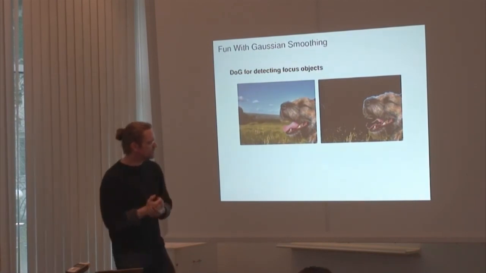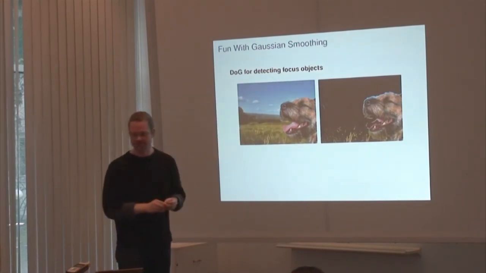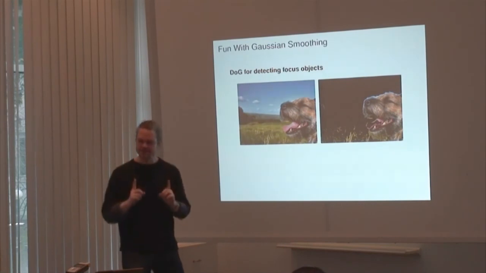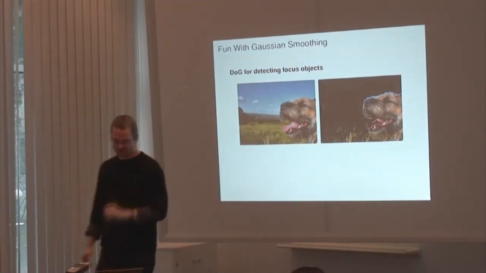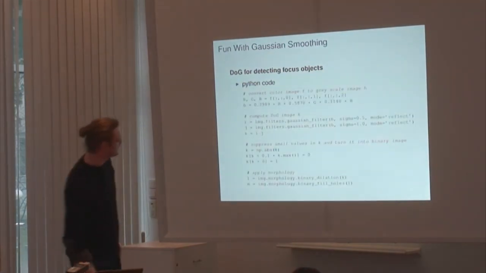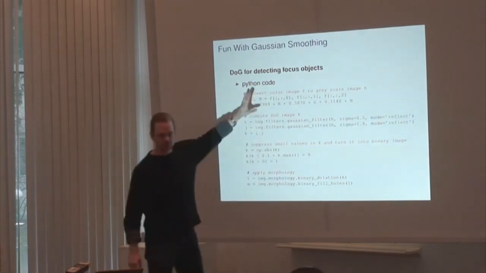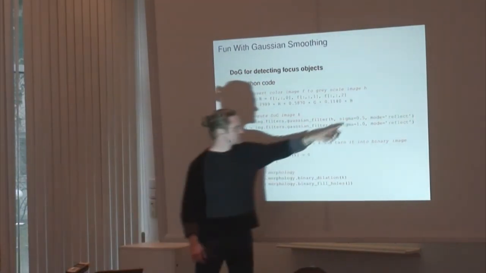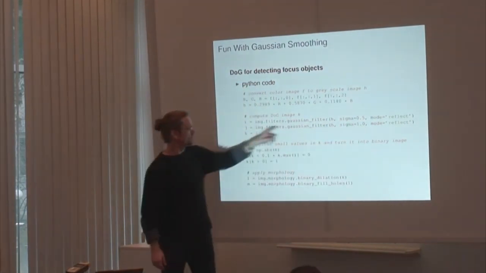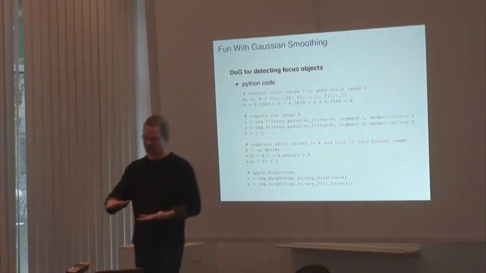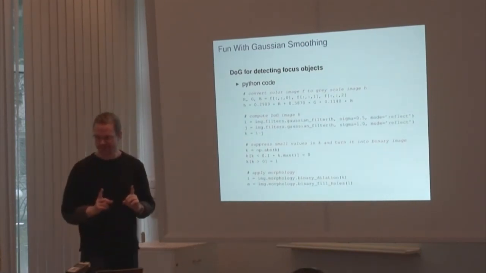If I was really interested, and I am not, but these are just examples I did over the weekend. If I was really interested in separating the dog from the background, the first thing I would do is see what happens if I choose different values here. I would keep all the code as it is and play around with the two sigmas for the Gaussian smoothed versions of the image.